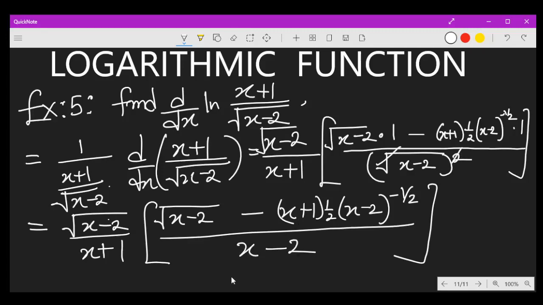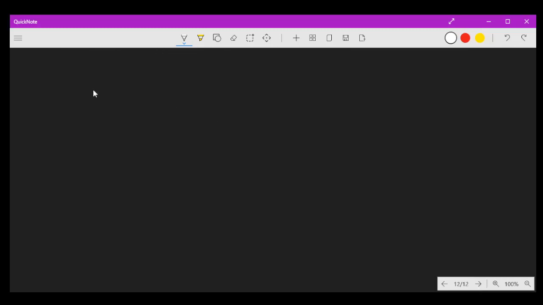Now let me multiply. By the time we multiply this, root x minus 2 times root x minus 2 will give you ordinary x minus 2. This one is raised to power half plus half. Recall, what do you believe will happen? You'll see in the next page, for better explanation, we have x.